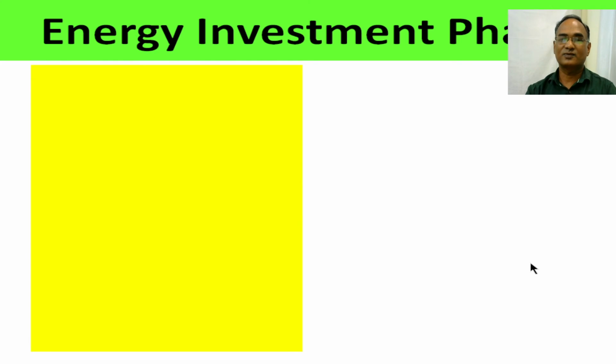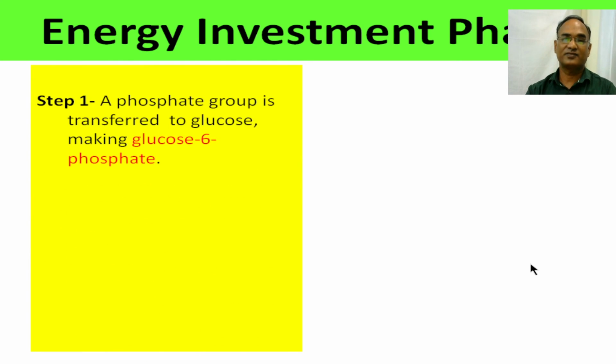In the energy investment phase, the first step is that the glucose has to combine with phosphate and become glucose 6 phosphate. The glucose alone cannot give you much energy, and phosphate cannot give you much energy for working muscle. They have to combine together and become glucose phosphate, glucose 6 phosphate.